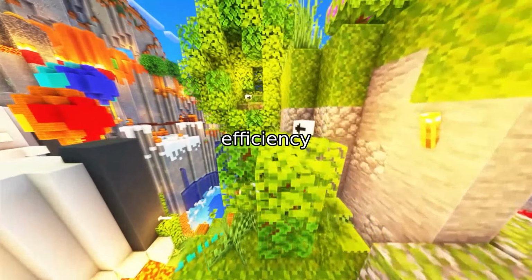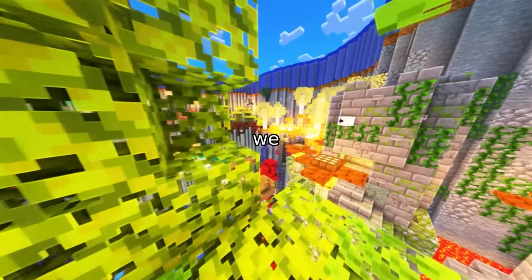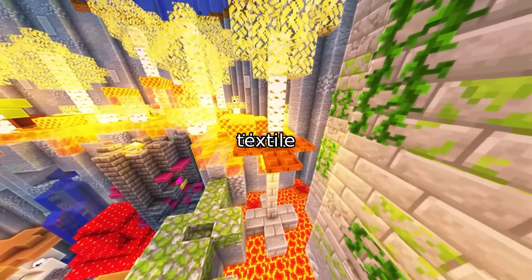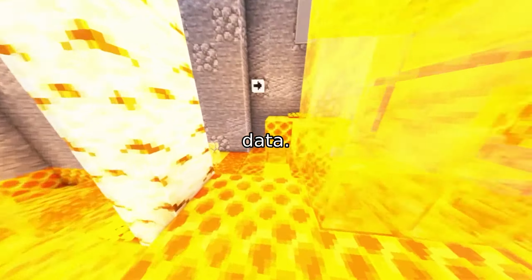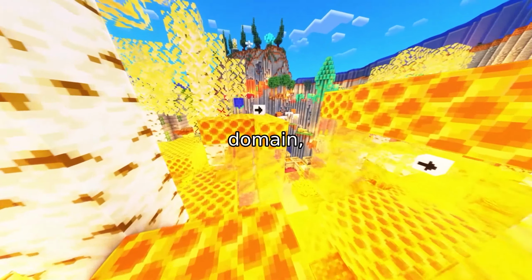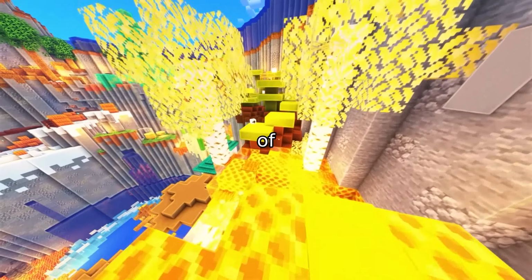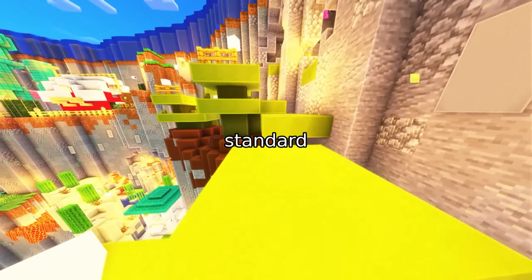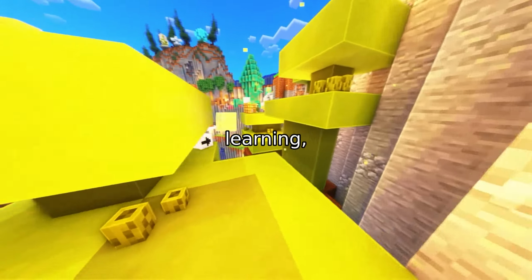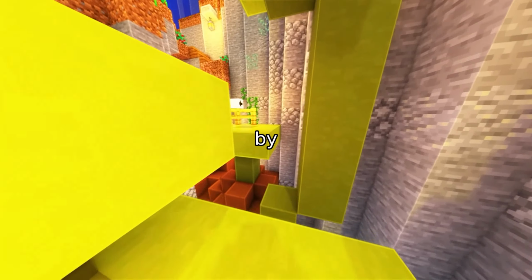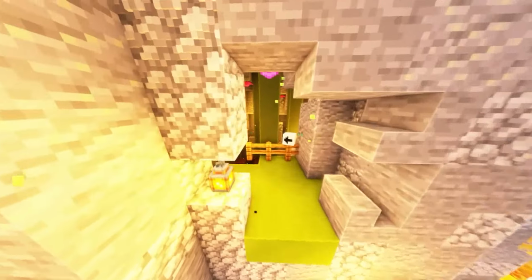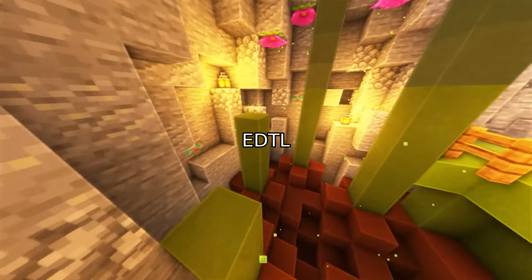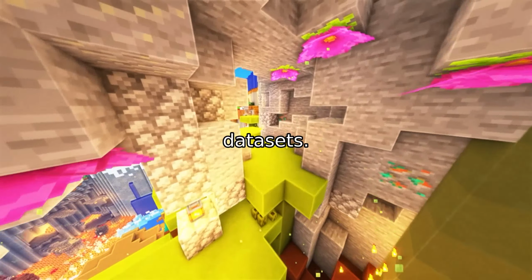Real-world results, data efficiency, accuracy, and robustness. We tested EDTL on real-world data from 3 textile production lines. Line A2 and B served as source domains, rich in data. Line A1 was the target domain, with only 20% to 40% of the data available. Compared to a standard DNN trained from scratch, direct learning, EDTL reduced prediction errors by 5.66% in key metrics like electricity consumption and fabric width. Even with just 20% of the data, EDTL outperformed models trained on full datasets.